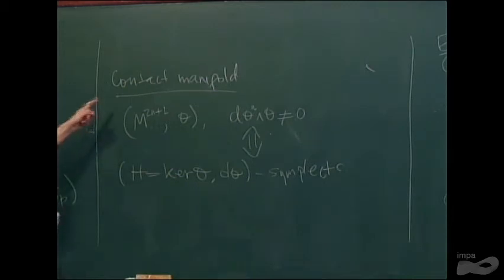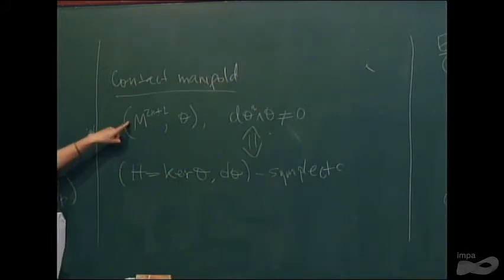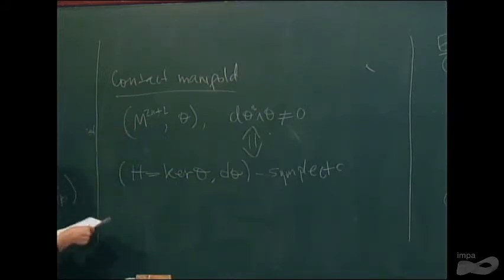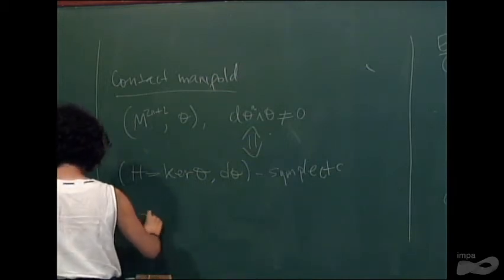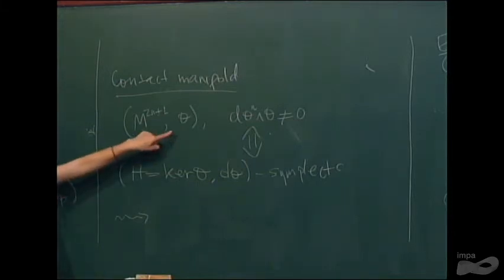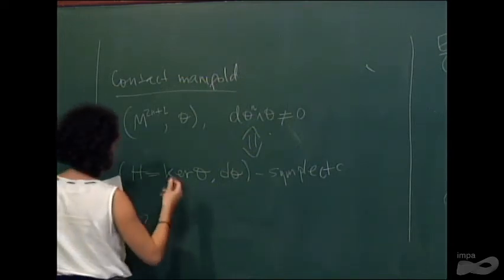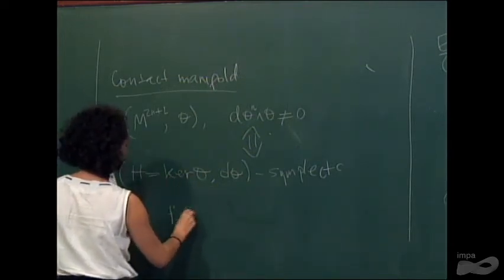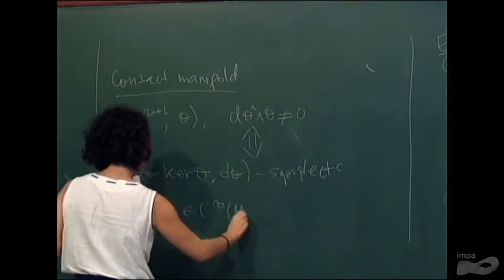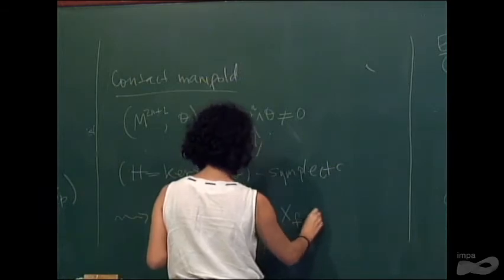So out of a contact manifold, I can produce a Jacobi structure. So I can produce a bracket on the space of functions on M. And then, well, how do you define that? So as in the symplectic case, you have Hamiltonian vector fields here. They are defined as follows. If you take a function, then you define the Hamiltonian vector as follows.